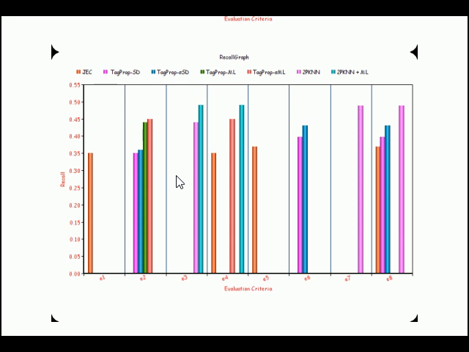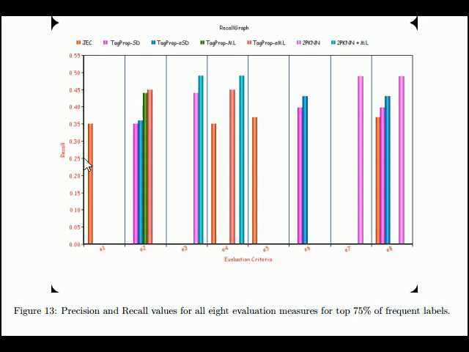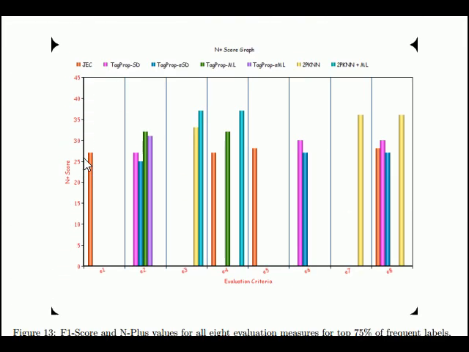Similarly, the recall. We can clearly see that the recall of 2pkNN is better than the recall of TagProp and is better than the recall of JEC. The N plus score also follows the same trend, with JEC performing a little less than TagProp, which performs a little less than 2pkNN.